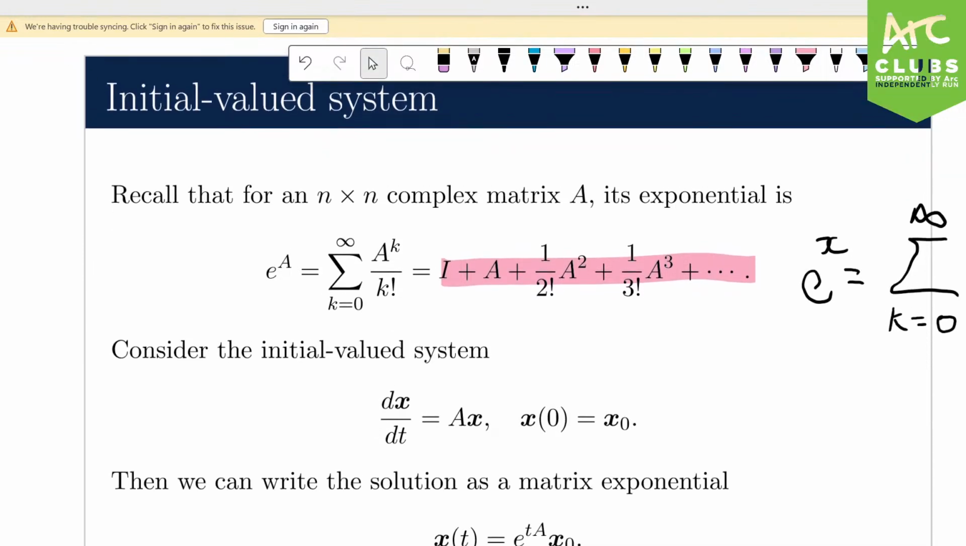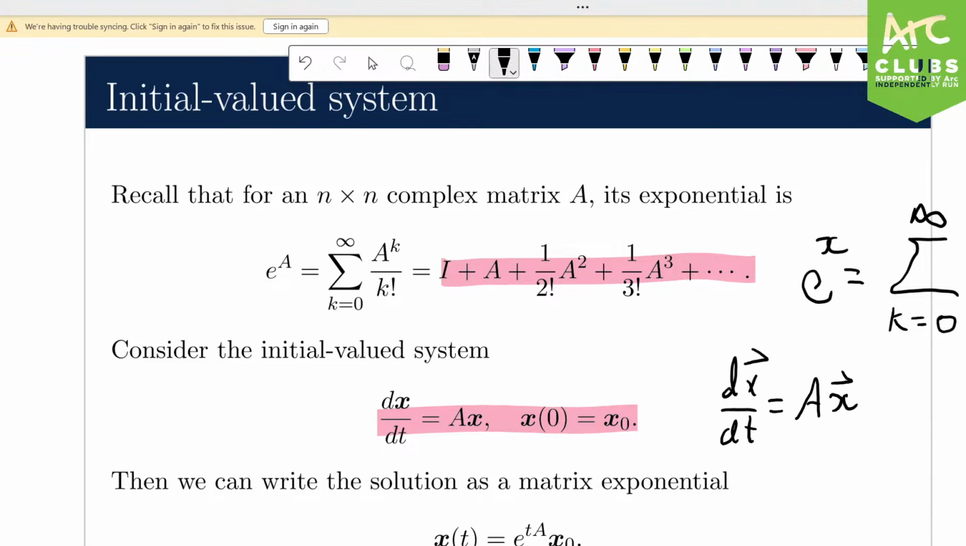So, okay, why do we care about this? Well, this is nice because if we have this initial valued system here, dx on dt equals Ax, with initial condition, this looks an awful lot like, you'd probably just guess, okay, well, dx on dt equals Ax.